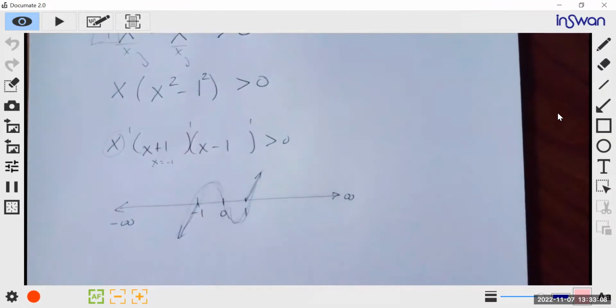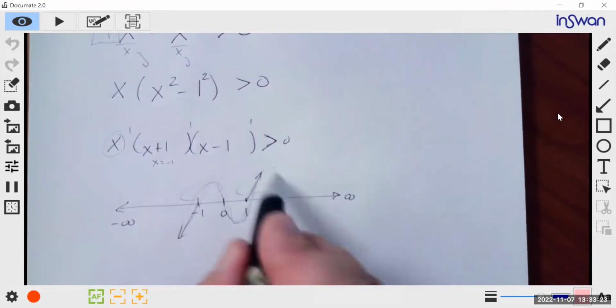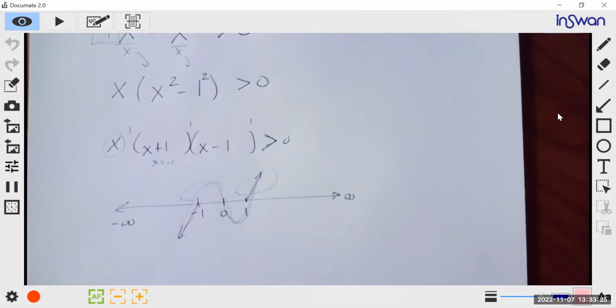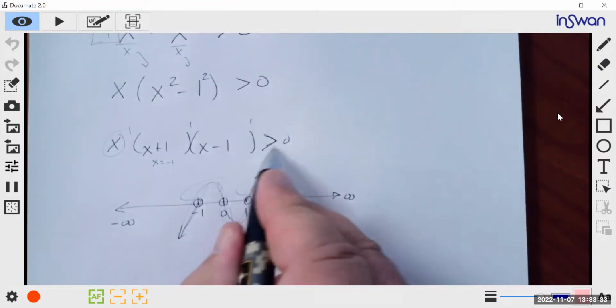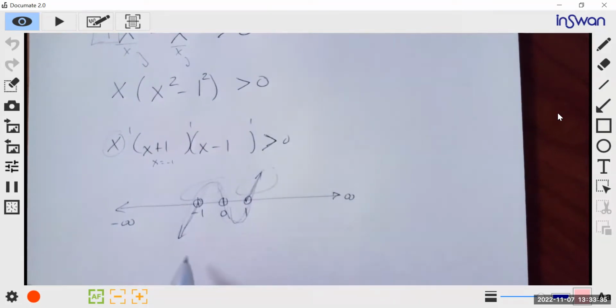We want it above or below the x-axis? Why? Yeah, because I want it to be greater than 0. So I only want the x's that are above 0. So my answers, are they open or closed circles on there? They're all open. Okay, so -1 to 0 unioned with 1 to infinity. There's your solution.